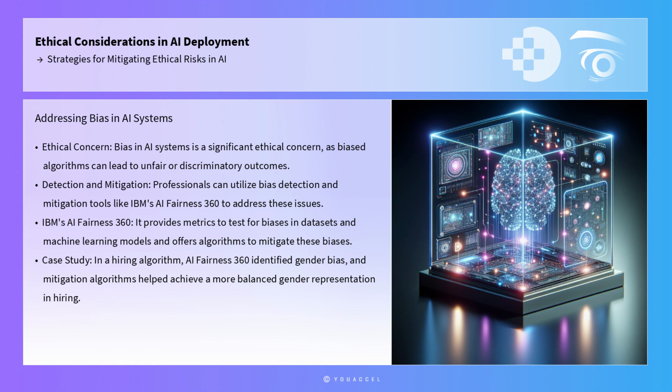For instance, in a case study involving a hiring algorithm, AI Fairness 360 was used to identify gender bias in the system's recommendations. By applying bias mitigation algorithms, the company was able to adjust the model and achieve a more balanced gender representation in its hiring process.